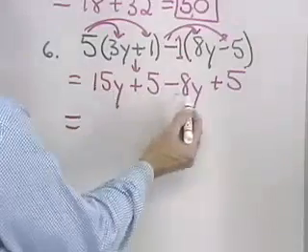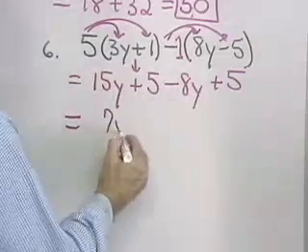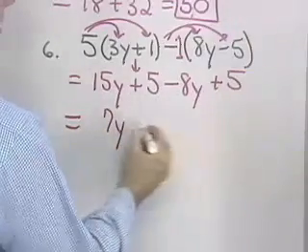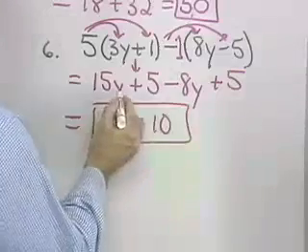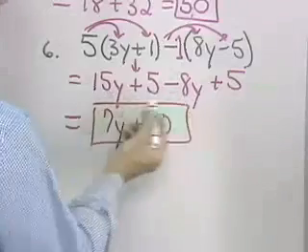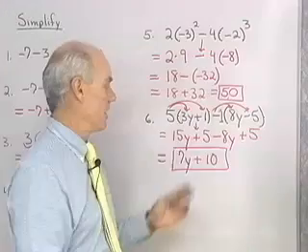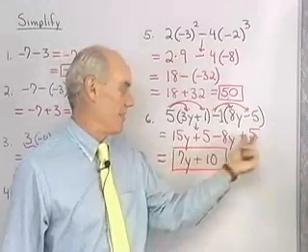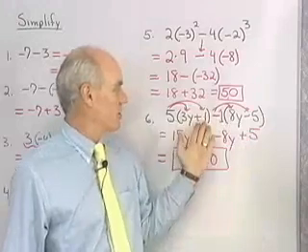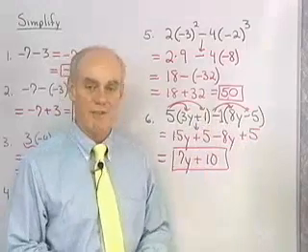Now 15y plus -8y, that will be 7y. And then 5 plus 5 is 10. So I add similar terms being terms with the same variable parts. I'm using the distributive property even if I'm not showing it. 15y plus -8y turns out to be 7y, and then 5 plus 5 is 10. So this expression right here simplifies down to simply 7y plus 10.